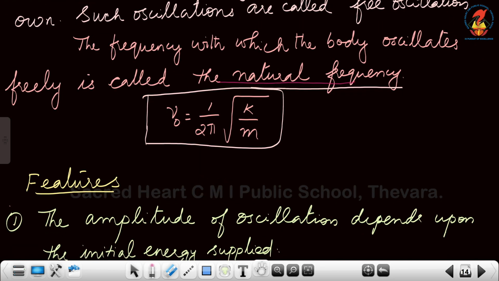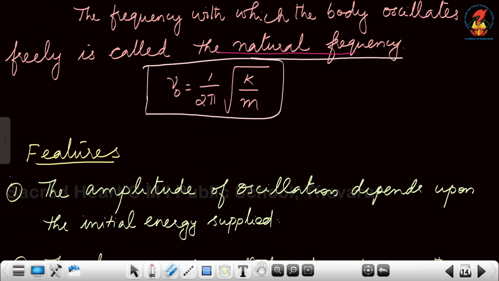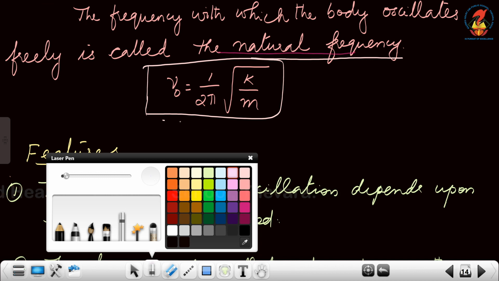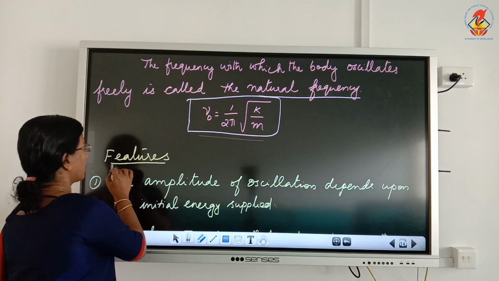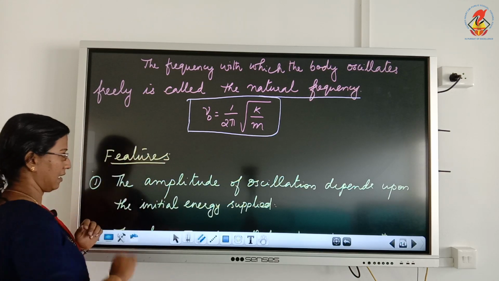Now, the frequency with which the body oscillates is known as natural frequency, and the equation for natural frequency for a free oscillator is mu0 is equal to 1 by 2 pi root of k by m, where k is the force constant and m is the mass of the body. Now let us see what are the features of a free oscillator.